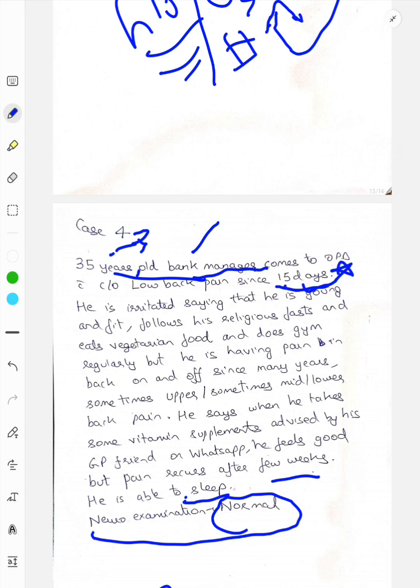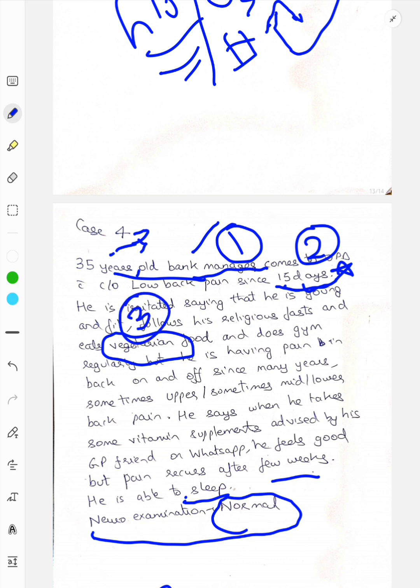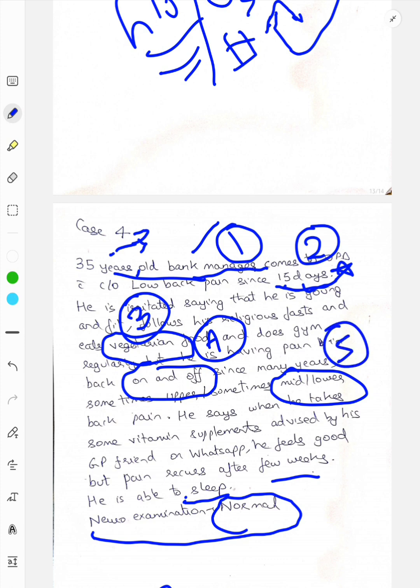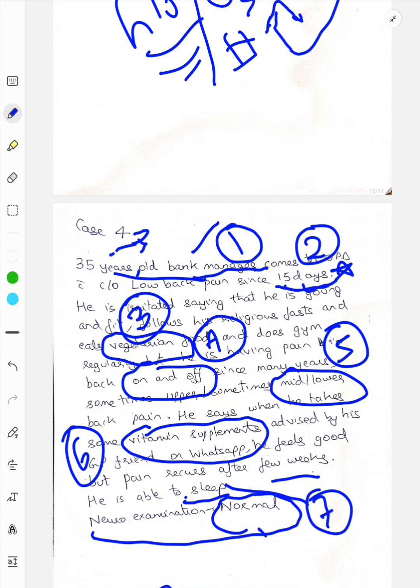So what are you suspecting? A young patient, a bank manager with less exposure to sunlight, a short duration, not that significant. He says that he eats vegetarian food, that is the third significant thing. Does gym regularly, is having pain on and off in nature. The pain is on and off in nature since many years. The site is sometimes upper, sometimes lower, sometimes mid back. The site is changing. All those things. History of taking some vitamin supplements in the past, following which he was better, but then the pain recurred. The radiculopathy is not that significant and there is no neurodeficit.